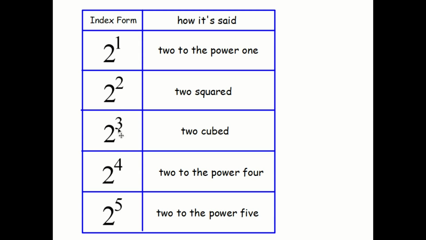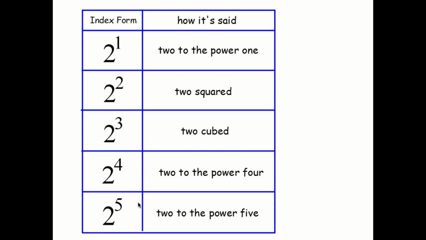Here, this is 2 cubed, and in fact, if this was any number with a 3 up here, we would say that that number is cubed. If you've got a number up here that is 4, we say 2 to the power of 4. If there is a 5 up here, it is the number, in this case 2, to the power of 5.